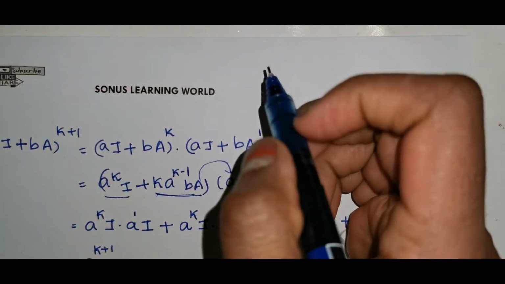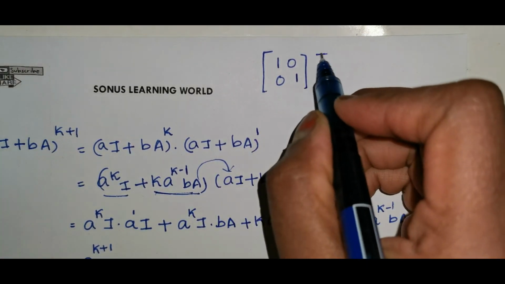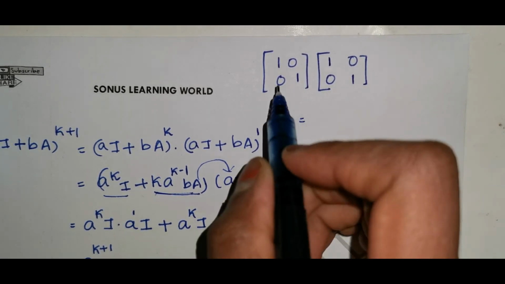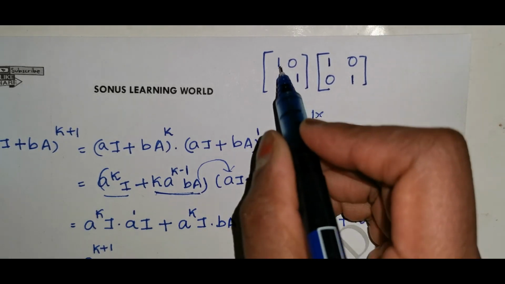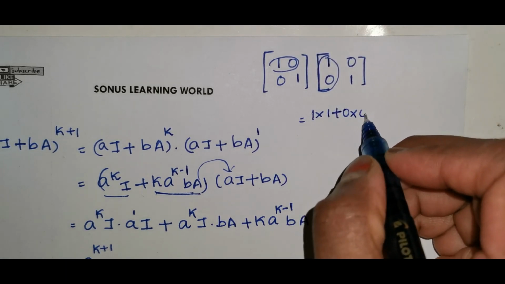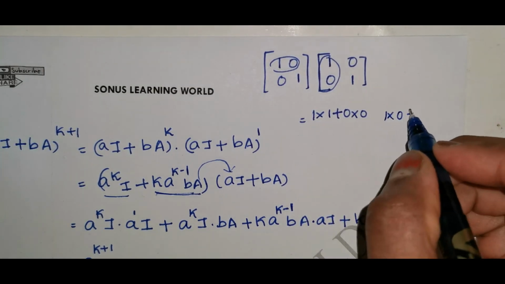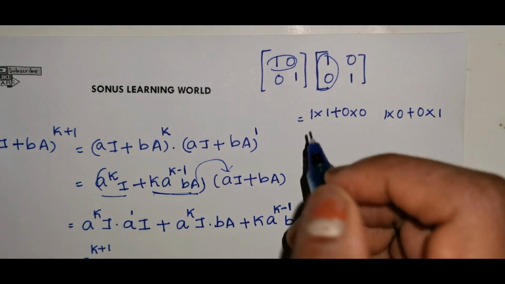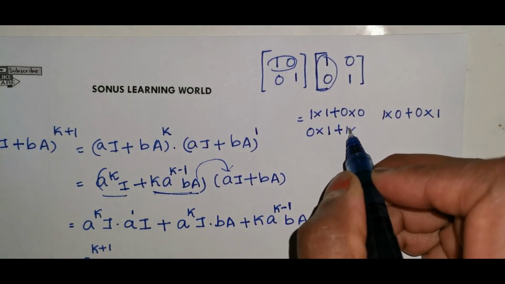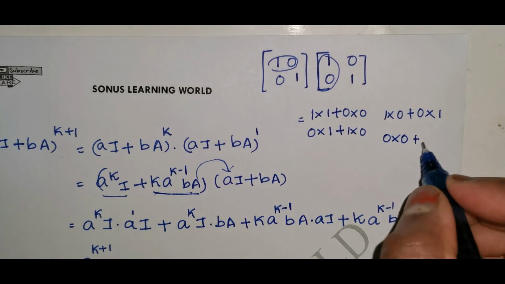Okay students, so if we know I is [1 0; 0 1]. Okay, so this is I. I square means I into I. I am multiplying one more time this [1 0; 0 1]. So here what is my answer? This first row into this column: 1 into 1 plus 0 into 0. Next term, this into the second column: 1 into 0 plus 0 into 1. Next is the second row and first column: 0 into 1 plus 1 into 0. Next is second row and second column: 0 into 0 plus 1 into 1.